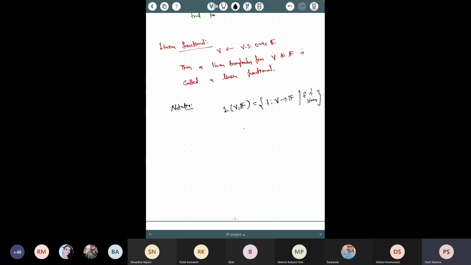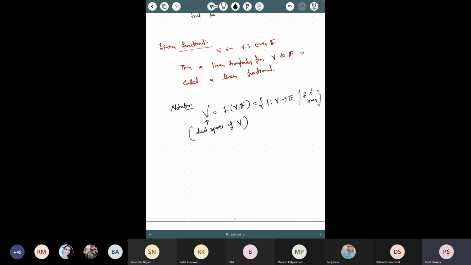Now for this, I will use the notation V dash. If V is a vector space, then V dash is the set of all linear functionals, and it is also called the dual space of V. So if we have a vector space, then the collection of all linear functionals is called the dual space, and it is denoted by V dash.